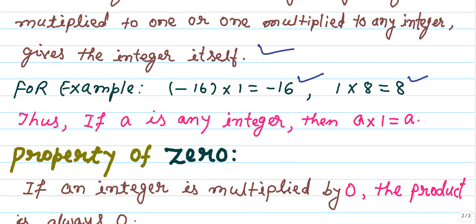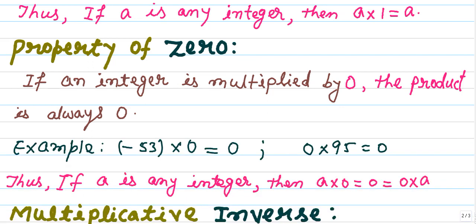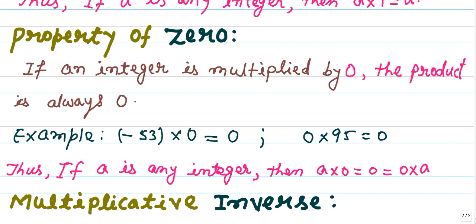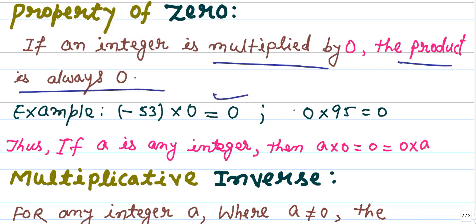The next property is the property of 0, which you are very familiar with. When 0 is multiplied by any number, the product is equal to 0. If any integer is multiplied by 0, the product is always 0. For example, minus 53 or 53 into 0 is always 0, and 0 into 95 equal to 0. So we can say that if a is any integer, then a into 0 equal to 0 equal to 0 into a.